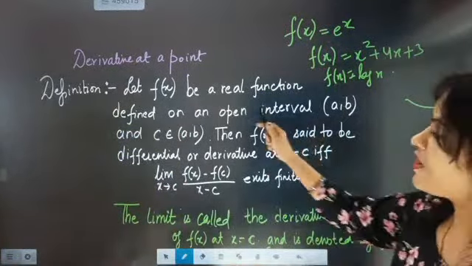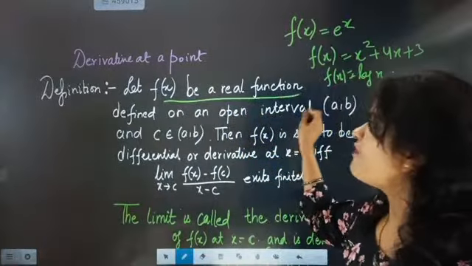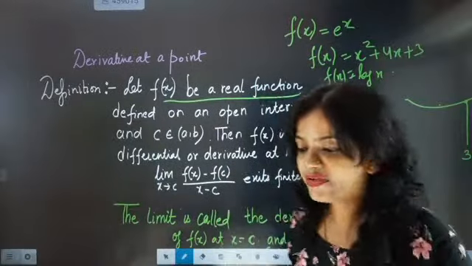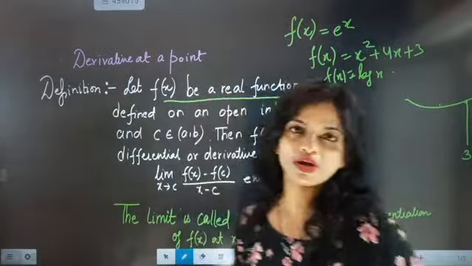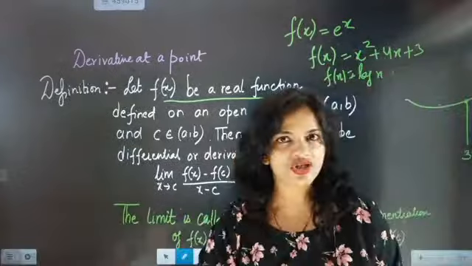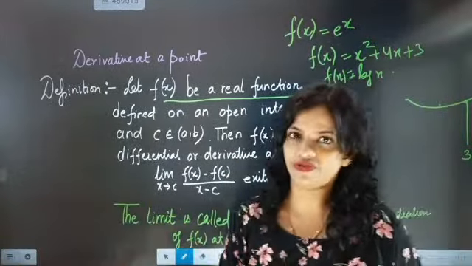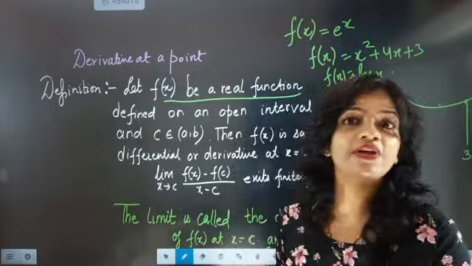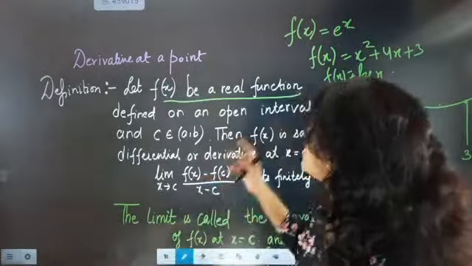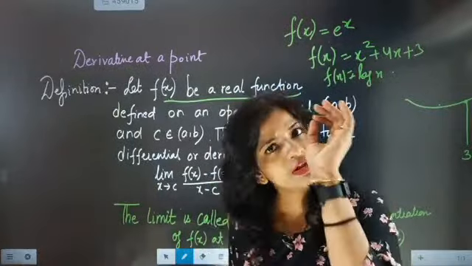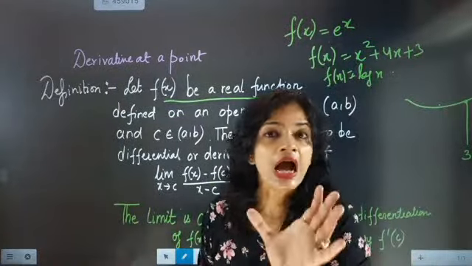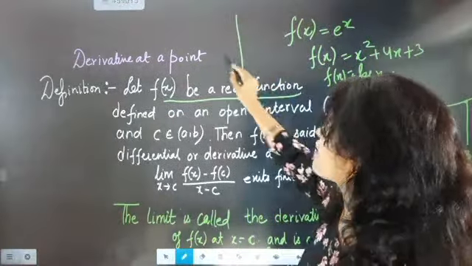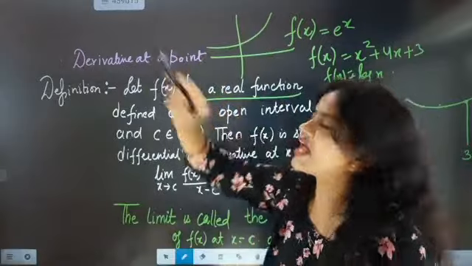Now these different types of functions are real valued functions, and they will be defined on an open interval. Defined on an open interval means what? Each type of function will have a graph. When you studied relations and functions, you saw that all the different types of functions have a graph. Like e to the power x, I am taking it and drawing its graph. So the e to the power x graph is this one.